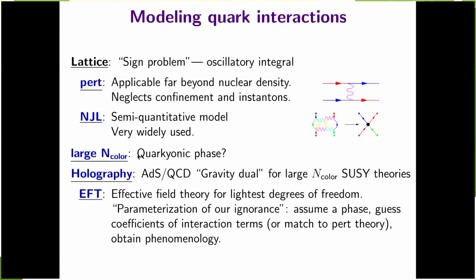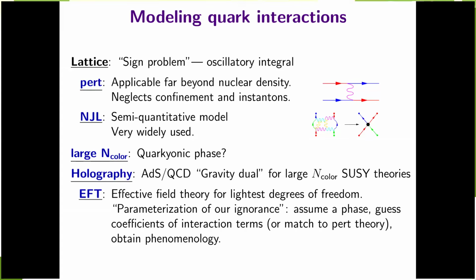There are then other ideas. People look at large numbers of colors and postulate the quarkyonic phase, pretending that 3 colors is big. And is 3 colors big? Maybe. We don't know. It's an interesting conjecture. Then there's holography, where people construct a gravity dual. Again, it's generally large number of colors. And then there's effective field theory, where you say, okay, I don't have a fundamental theory. I'm just going to start constructing a theory like chiral effective field theory and have a number of parameters that parameterize my ignorance. So these are different ways people model the interactions between quarks.